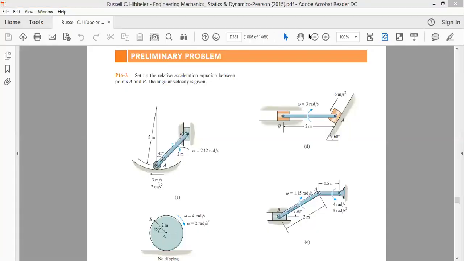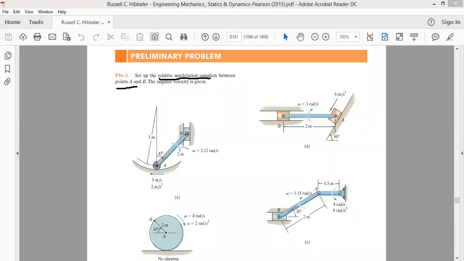Let's take the problems from the unsolved section. We have the preliminary problem 16.3. It says, set up the relative acceleration equation between points A and B. We just have to write the equation between points A and B; we don't have to solve it. Look here at problem A. We are given the acceleration of point A. We have point A here, and point B is here.